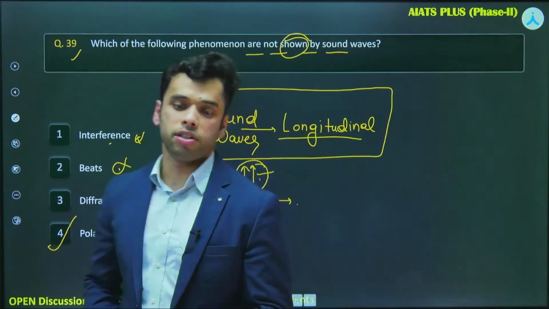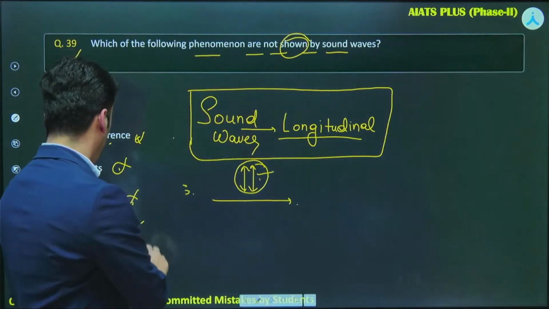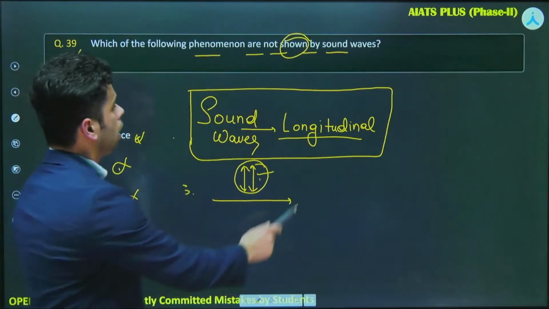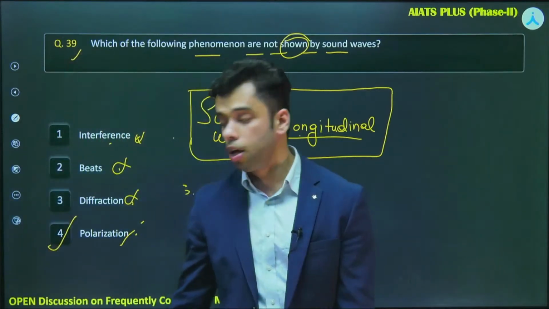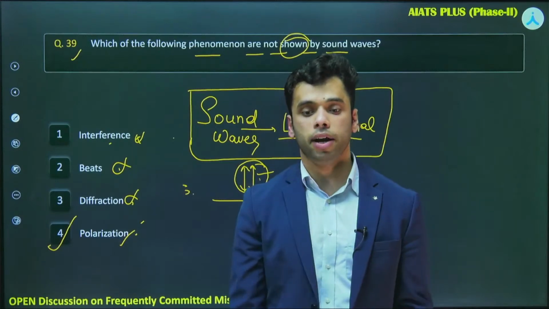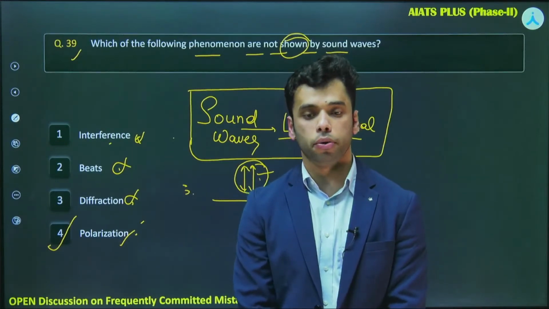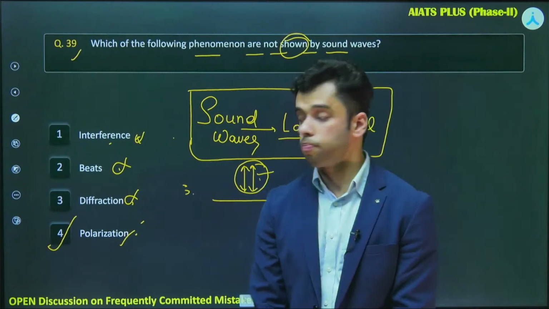Rahul, only transverse. Yes, very well. Polarization is only shown by transverse waves, not longitudinal waves. So the correct answer is option 4, that is polarization, right? I hope this part was clear to you. Okay, let's move forward.